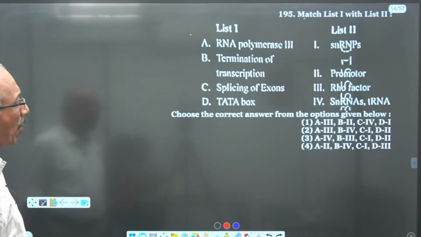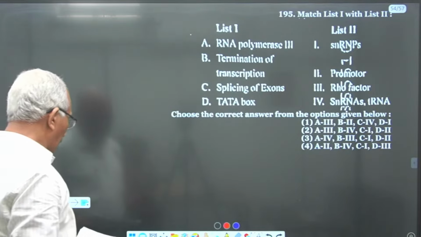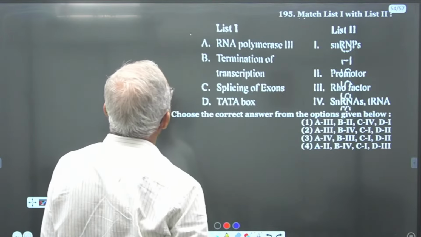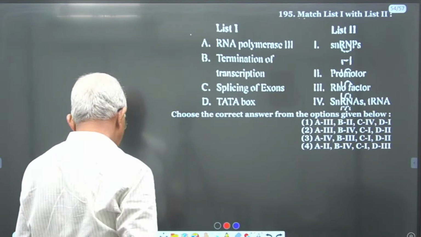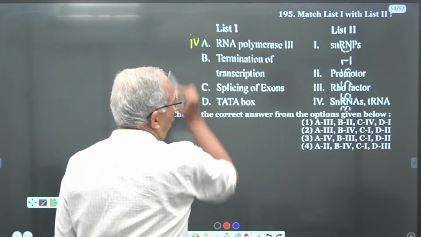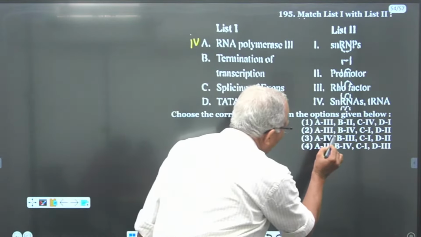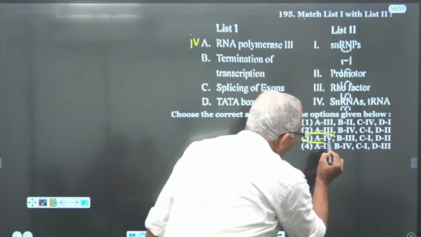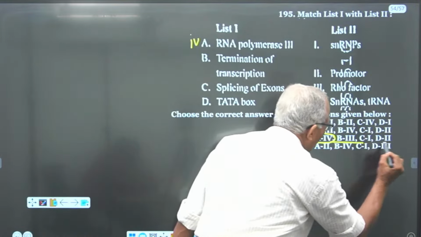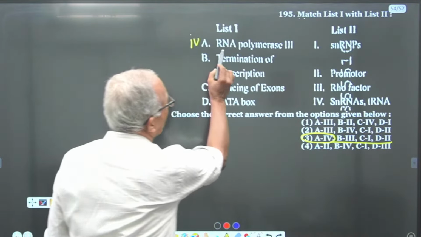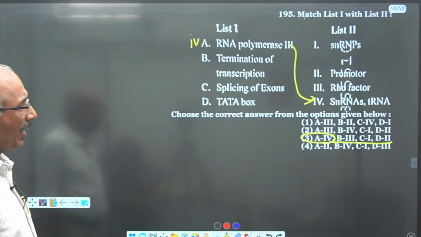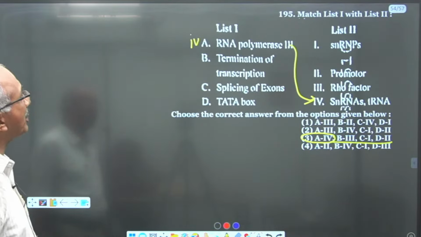195. RNA polymerase 3 transcribes RNA of A4. Dear students, there is only one option, A4. So answer is 3. RNA polymerase 3 transcribes snRNA and tRNA. So answer is option 3.